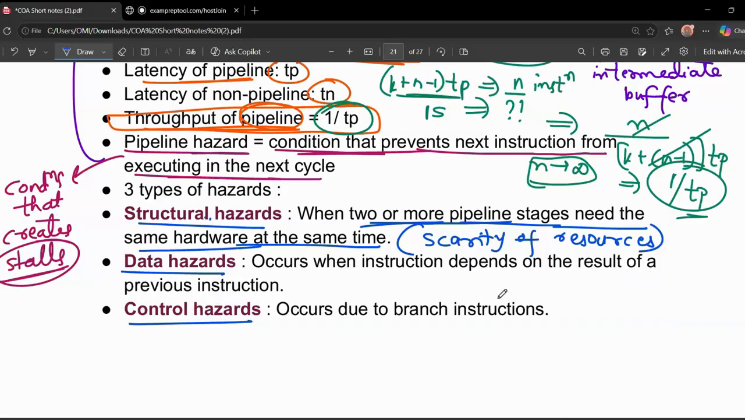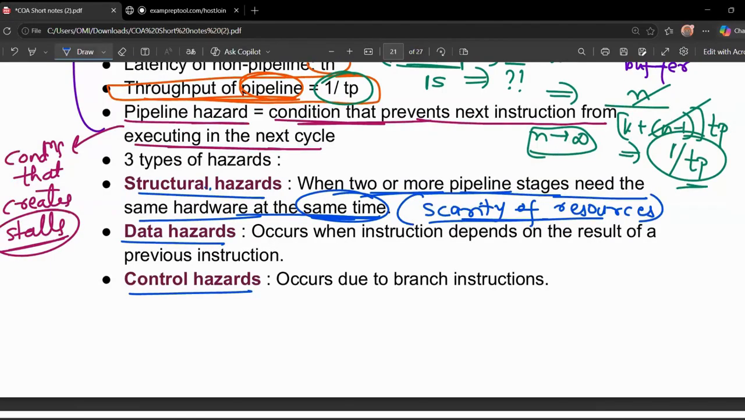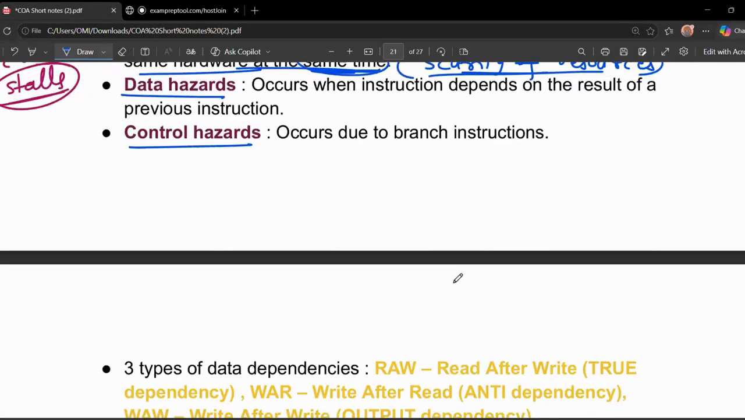If two or more pipeline stages need the same hardware, then we can't do them at the same time, because if two stages demand the same hardware, we can't do it. That's why you have scarcity of resource. That creates the extra cycle, which is called a hazard. That's called a structural hazard.